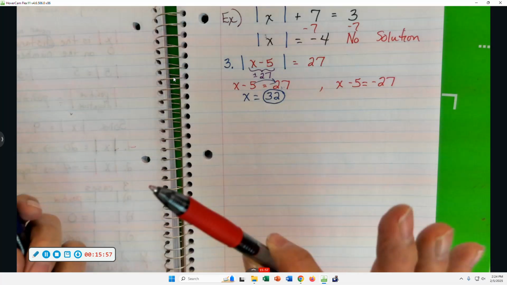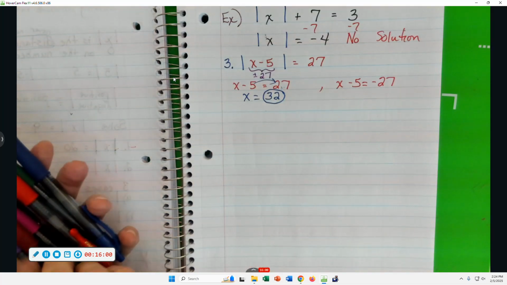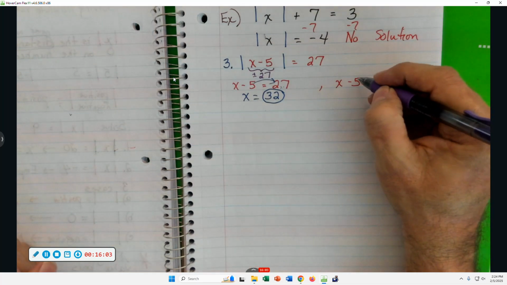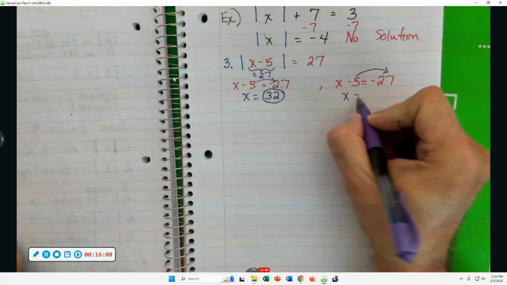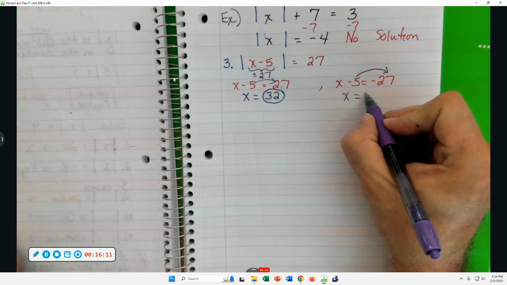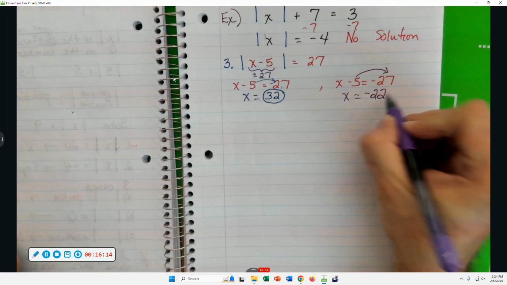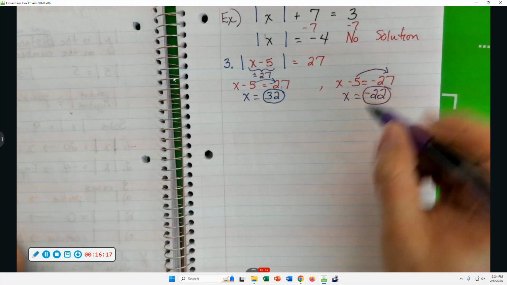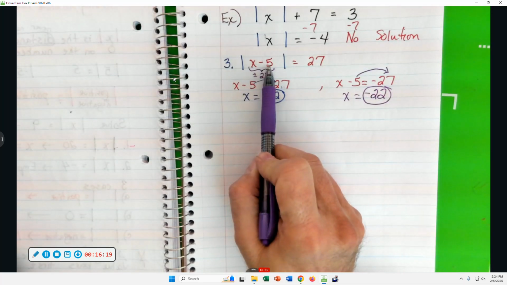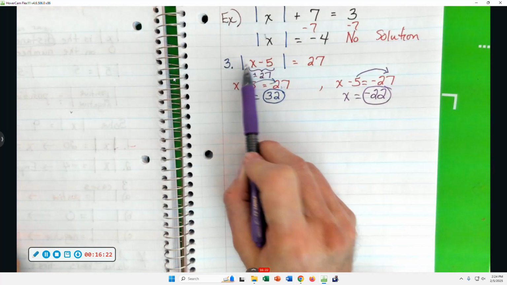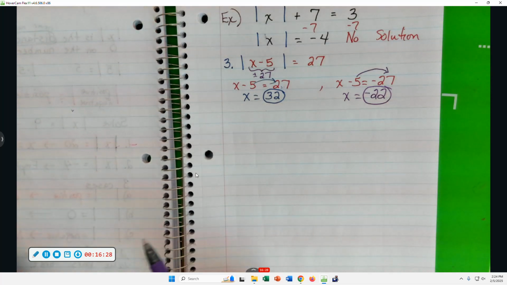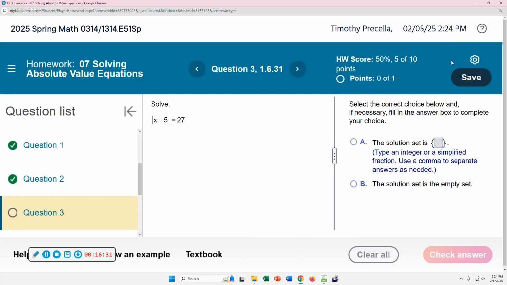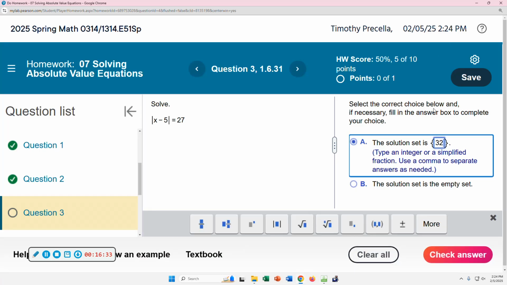Now don't say negative 32. That might be tempting to do, but don't. Over here, when I do the same thing, I'm not going to get negative 32. What am I going to get? X equals negative 22. Adding 5 to both sides. So negative 22 minus 5 would give us negative 27. And the absolute value of negative 27 is 27. So 32 and negative 22. So 32, comma, negative 22.